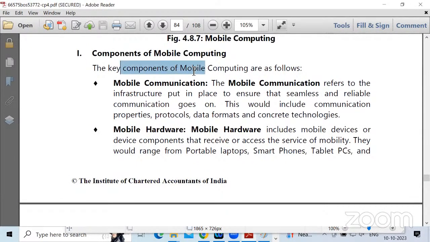So the components, it is an often repeated question. Kindly mark this as important. The components are, number one, mobile communication. It refers to the infrastructure put in place to ensure that seamless and reliable communication goes on. Seamless means continuous, without any interruption. Mobile hardware.